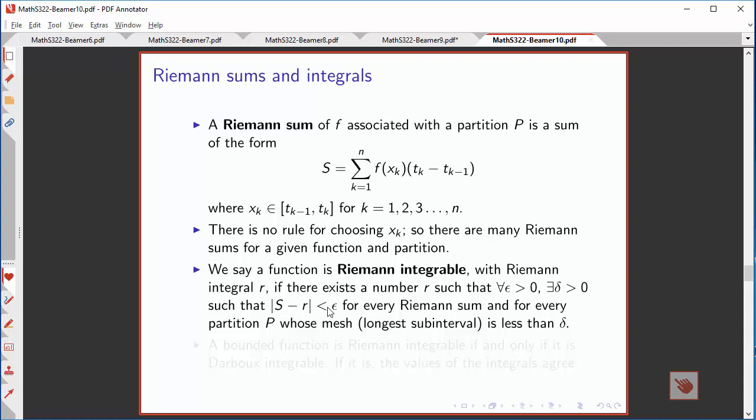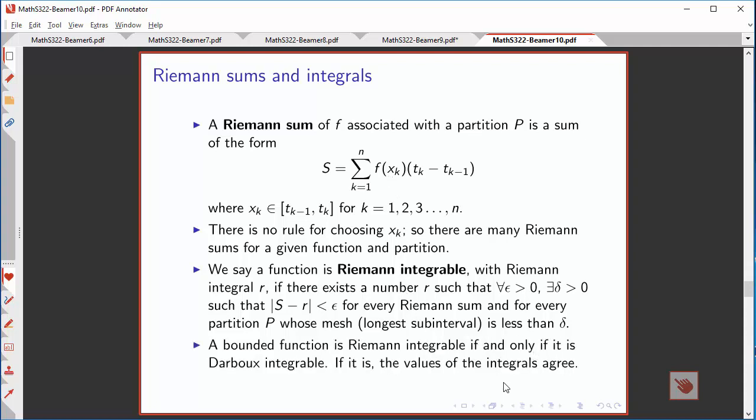So the difference between a Darboux sum and a Riemann sum is, for the Darboux sums, you always use either the largest value or the smallest value, the supremum or the infimum. For a Riemann sum, you can have a more general rule for choosing the representative value of the function. And ultimately, it doesn't make any difference, because you could prove that a bounded function is Riemann integrable if and only if it's Darboux integrable, and if it is, the values of the two integrals agree.